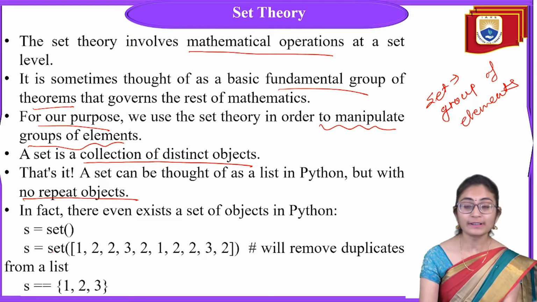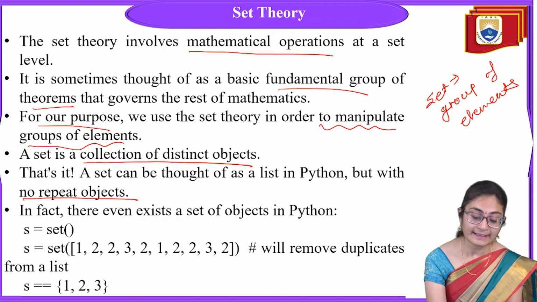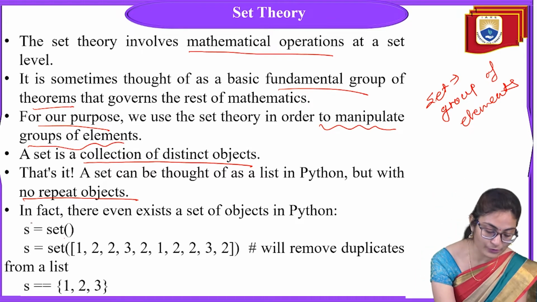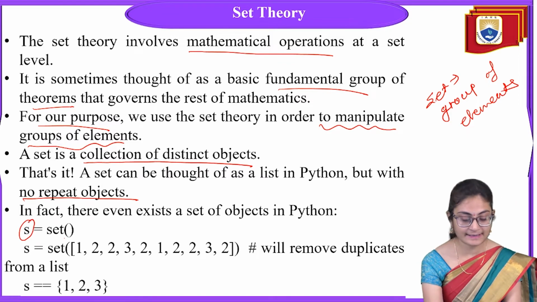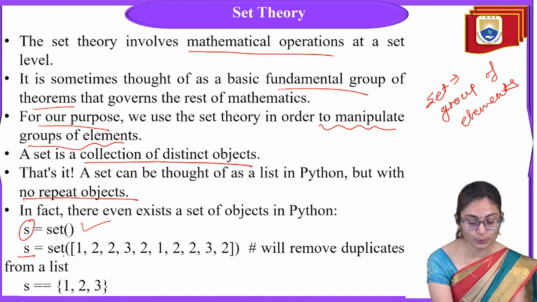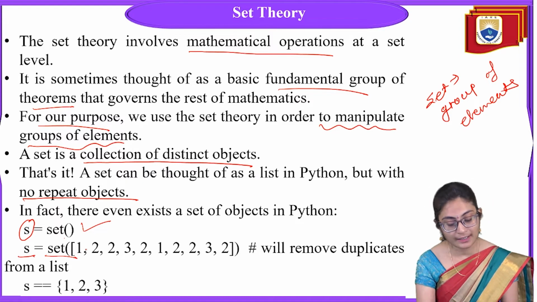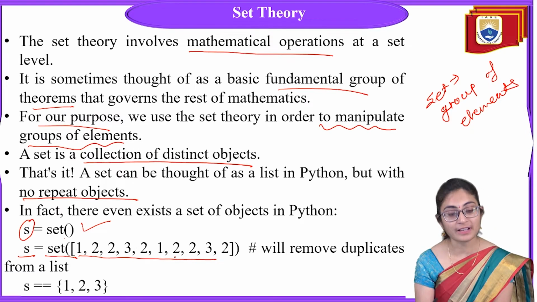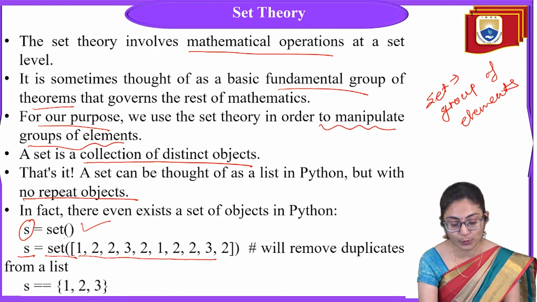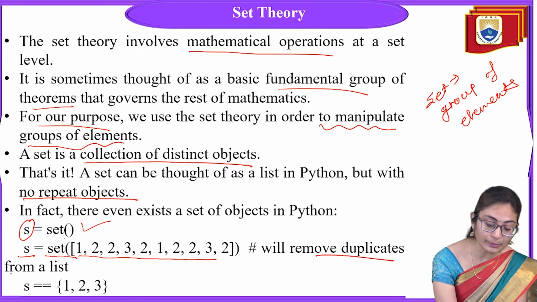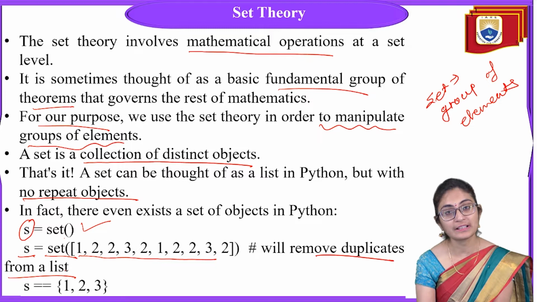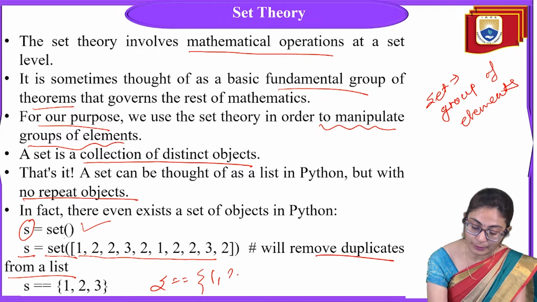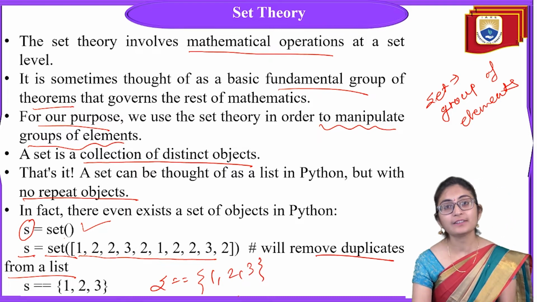For example, for creating a set, we use the set function and store it in S. S is equal to set of, and I provided some data, but with duplicate values. When I execute this program, it will remove the duplicates from the list, and you will get the output S is equal to {1, 2, 3}.